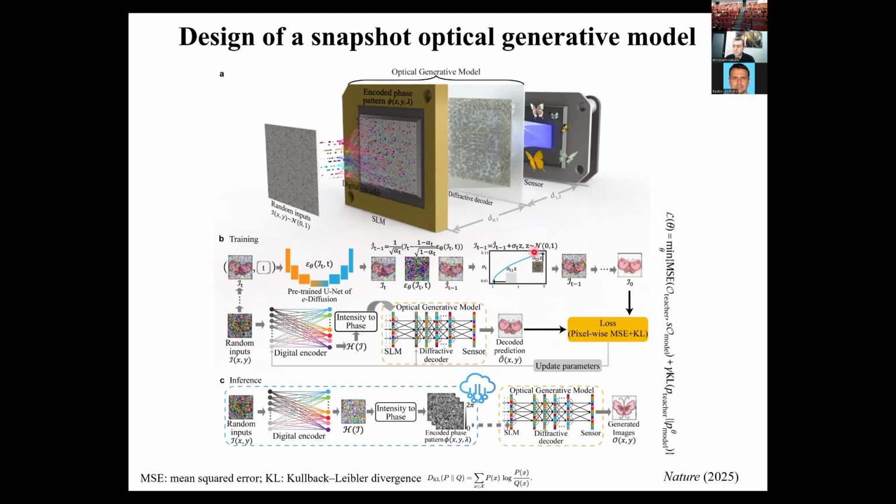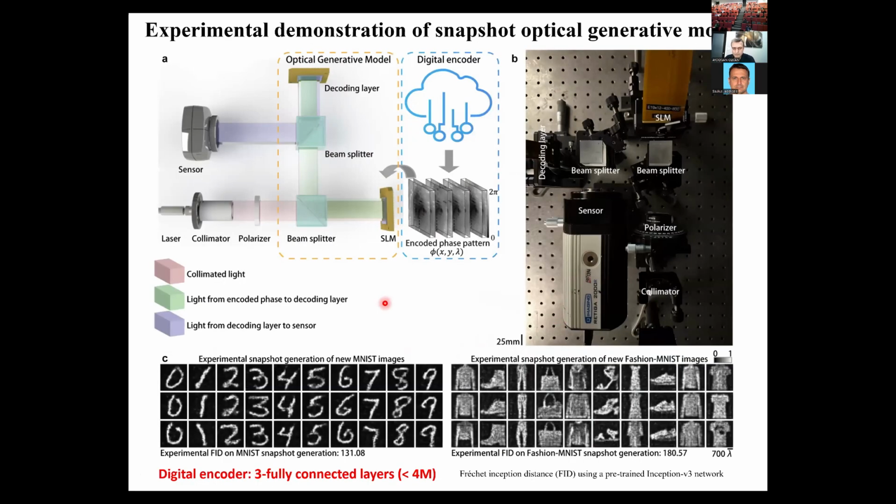Now, that's our teacher, the standard diffusion process, with which we train a digital encoder to take the same random noise and convert it into a phase signature at an SLM, spatial light modulator, so that a static diffractive decoder can generate the image and decode it, so that you can get a snapshot student optical generative model giving you new images. We have tested this idea with different kinds of schemes.